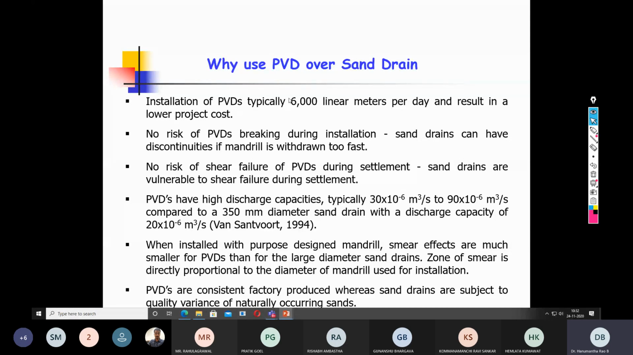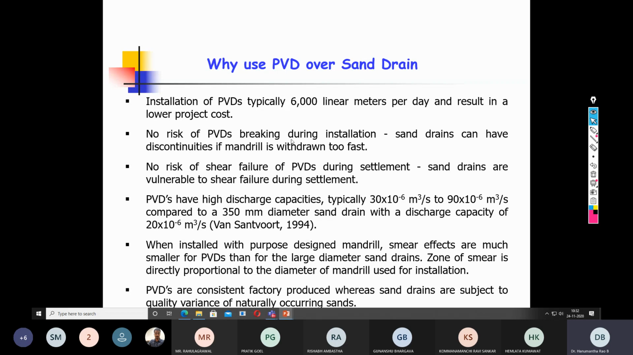Installation of PVD is typically 6,000 linear meters per day and results in lower project cost. If we compare the installation of PVDs with the installation of sand drains, up to 6 kilometers of running length of PVDs can be installed in a day. But in case of the sand drain, it is hardly a couple of meters, maybe double digit or maybe triple digit. Such is the variance between the PVD installation and the sand drain.